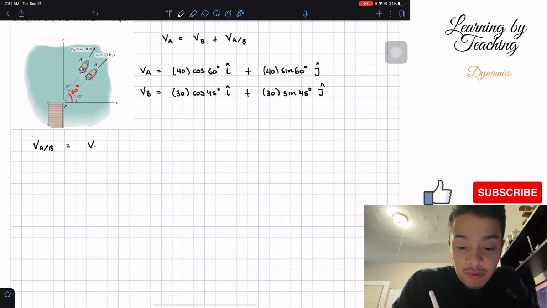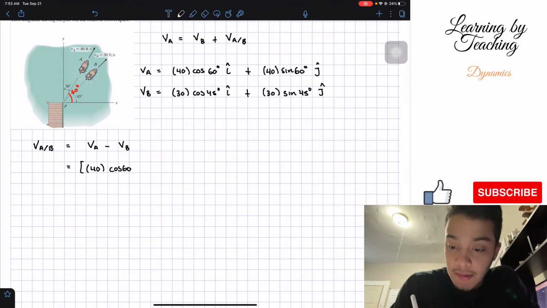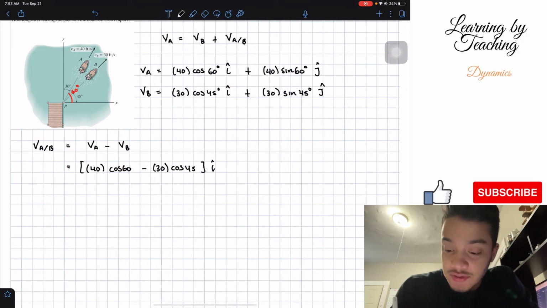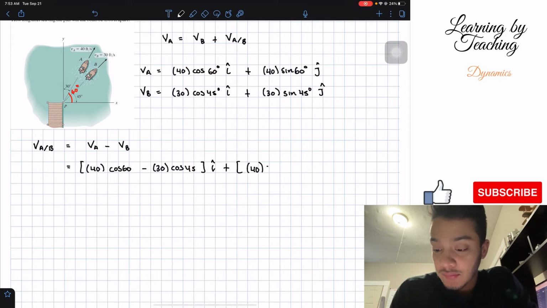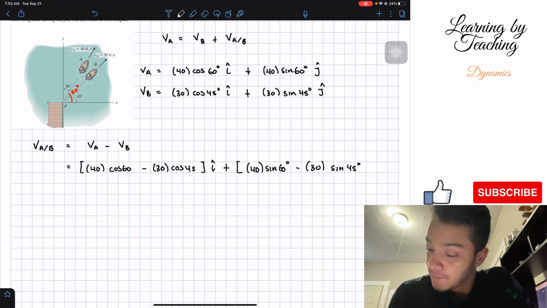And what we have is the velocity of A minus the velocity of B, okay? If we plug our values in, we will have a big bracket of 40 cosine of 60 minus 30 cosine of 45 in the i direction. Then plus another big bracket of 40 multiplied by the sine of 60 minus 30 multiplied by the sine of 45 degrees, and this should be in our y component, okay?